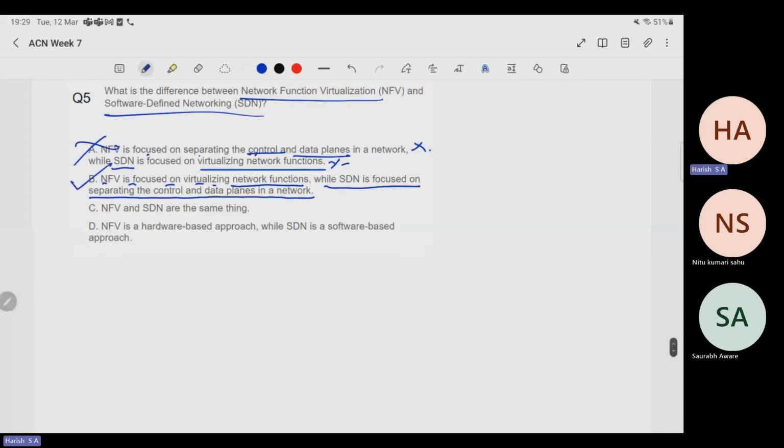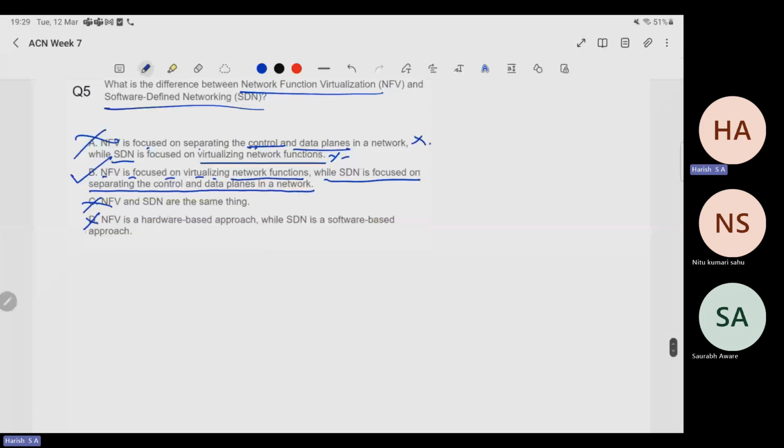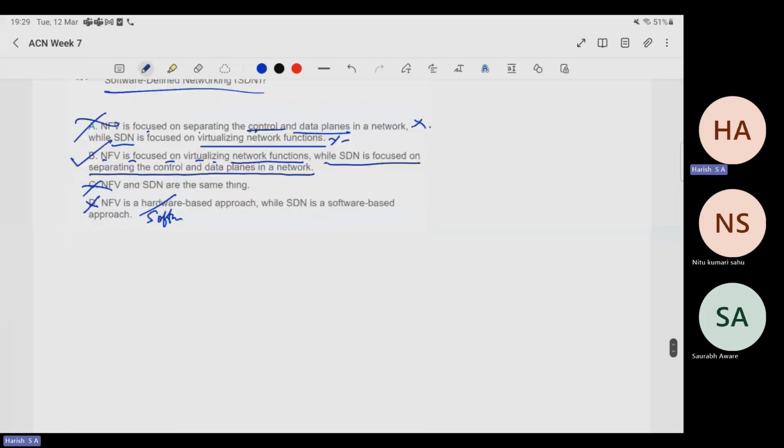NFV and SDN are the same thing? No, they're not. NFV is a hardware-based approach, while SDN is a software-based approach. Wrong. NFV is a software-based approach. Right. Correct. So the answer is B.